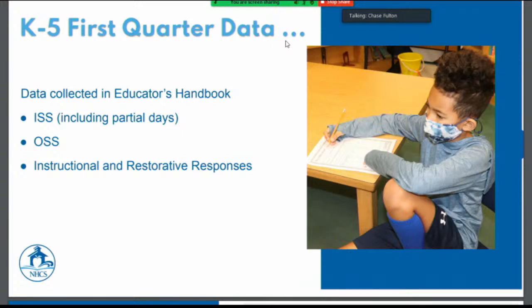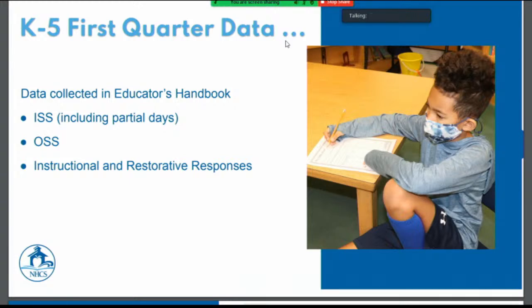ISS is one of the data points, including partial days. So we're going to share with you assignment of ISS, but some of that is not full day. Ms. Varnum, can you just say what ISS and OSS is as we get started? ISS is in-school suspension, and so that is a removal from the classroom, but not a removal from school. And OSS is out-of-school suspension, which would include a removal from school.